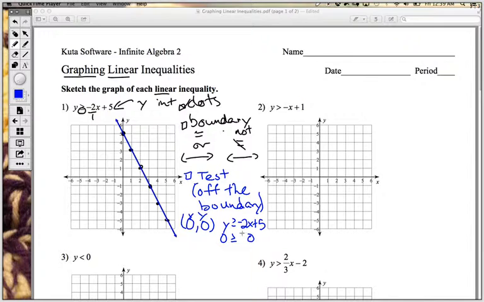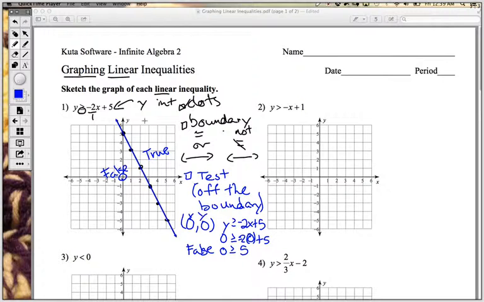Let's see what happens. 0 is greater than or equal to negative 2 times 0 plus 5. Well, that would mean that 0 is greater than or equal to 5. Now this is something that's false. So one side of this line is true and one side of this line is false. That means this side with the 0, 0 right there is false, but the other side is true.